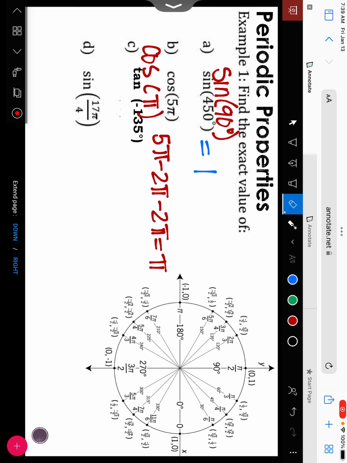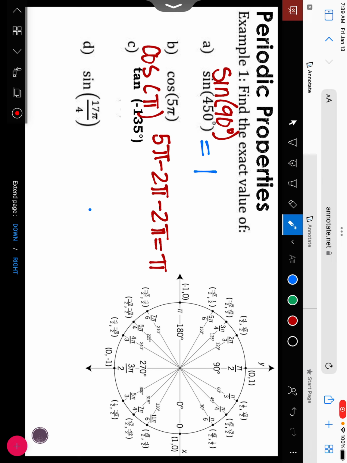So the main thing is determining where on the unit circle you can find these angles. All of the angles will be on the unit circle, but if you don't have a degree between 0 and 360, or in radians between 0 and 2 pi, you will need to add or subtract 360 degrees until you get within that unit circle.